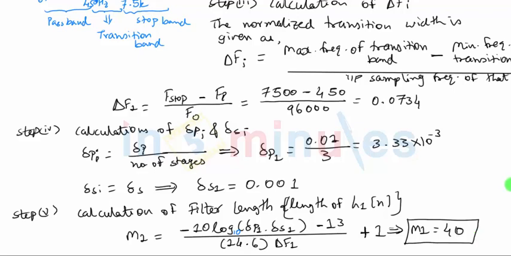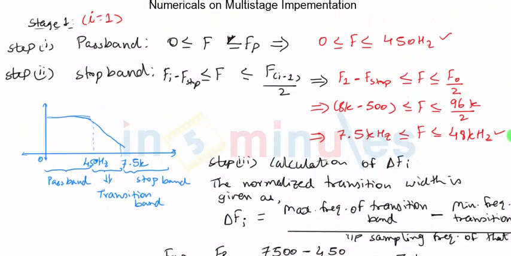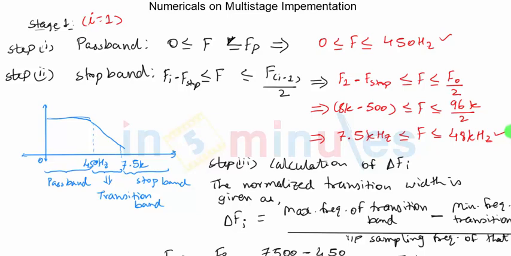Now see, this whole thing becomes the stage 1 design. Similarly, you have to go through stage 2 and stage 3. So I'll just tell you quickly what all things will change. When you go to stage 2, i will be 2. Passband does not change, it will be exactly same. Stop band formula will change.